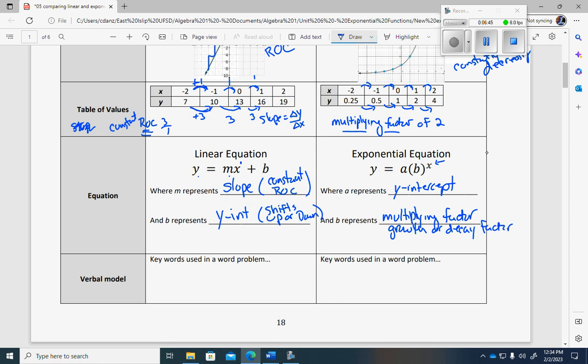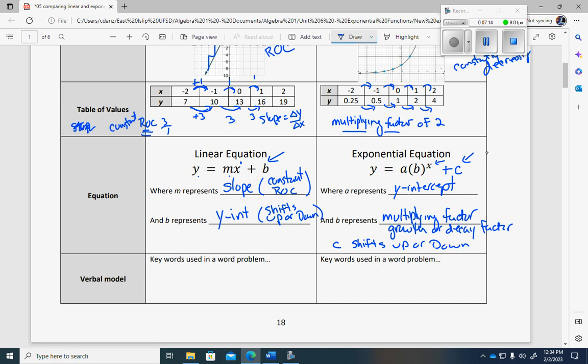I have to tell you that we can shift with exponential functions, but there would be something else here. Like I'd have some other number added on at the end. I'll put a plus c. That c would be our shifts up or down. So when something's added on at the end, that represents shifts up or down.